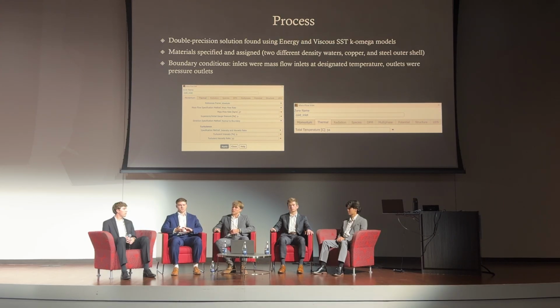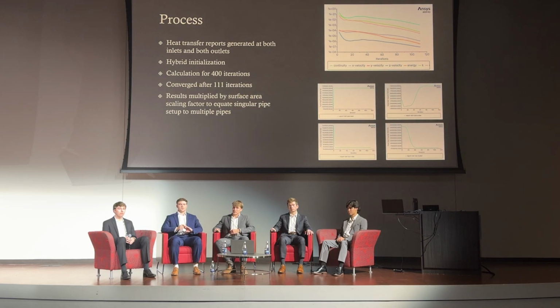And then our boundary conditions, we decided we wanted to have mass flow inlets at the designated temperature as well as pressure outlets. And then finally, we are solving for heat transfer in this, and so we generated reports for both the hot and cold inlet as well as hot and cold outlet. And we used hybrid initialization and decided to calculate for 400 iterations. However, it was able to converge after only 111 iterations.